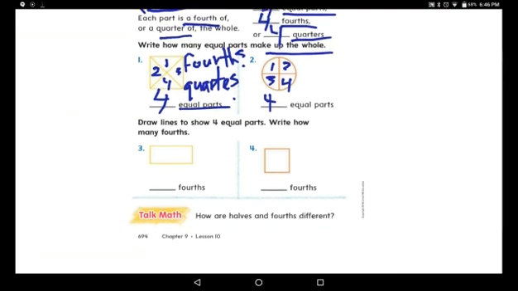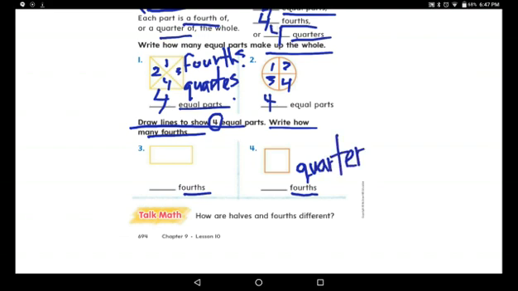Now, the last question, draw lines to show 4 equal parts and write how many fourths do you have. You can tell me, instead of the word fourths, what can I write? I can write here quarters. Great job! You deserve stars.